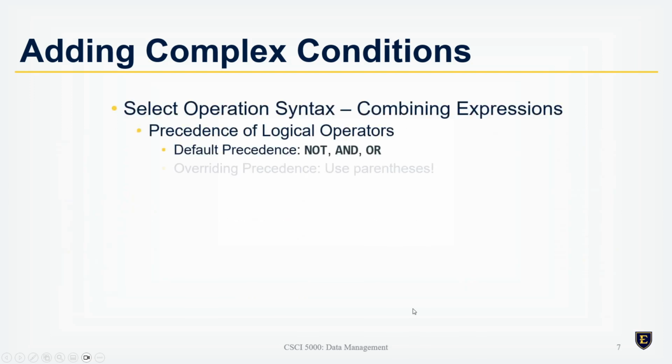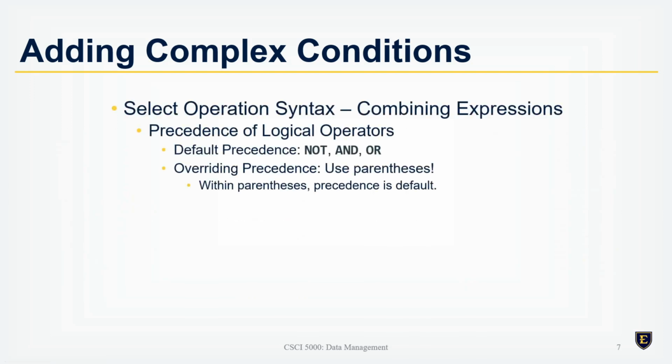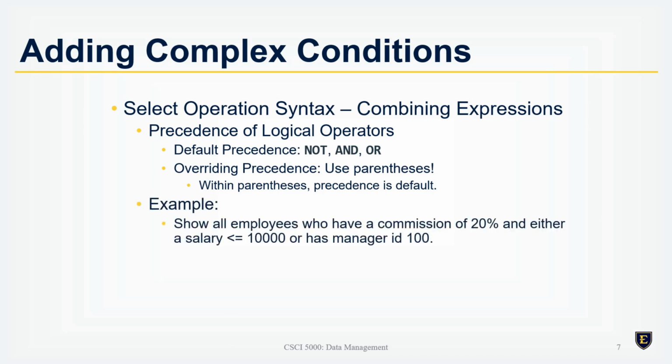And just like the order of arithmetic operations, there's also an order of logical operations. Not is evaluated first, and then or. You can override the precedence, of course, using parentheses, but within the parentheses, the precedence is the default order: not and then or. So an example of that: show all employees who have a commission of 20% and either a salary less than or equal to 10,000 or a manager ID of 100.